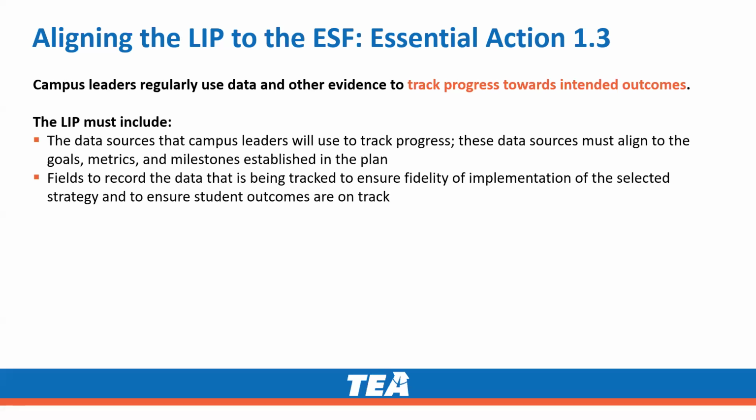The local improvement plan also needs to include fields where you can record the data that's being tracked. So a place where you can have your goals, your metrics, your milestones stated, and then a field where you can report out your actual data. That way you have a clear picture of whether the strategy is being implemented with fidelity, and a clear picture of whether or not student outcomes are on track.